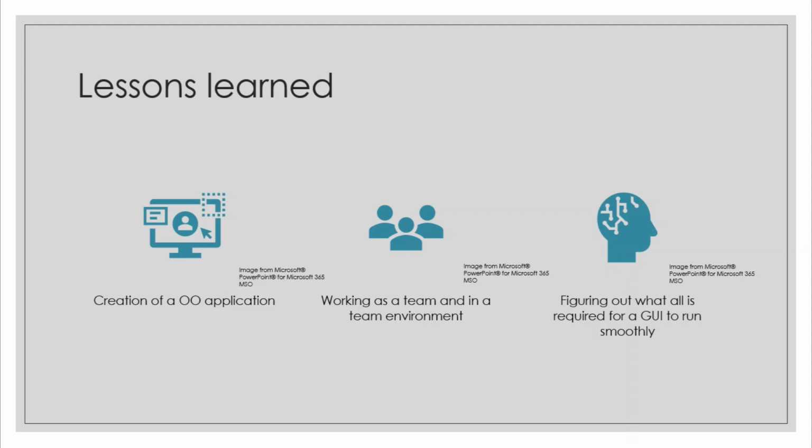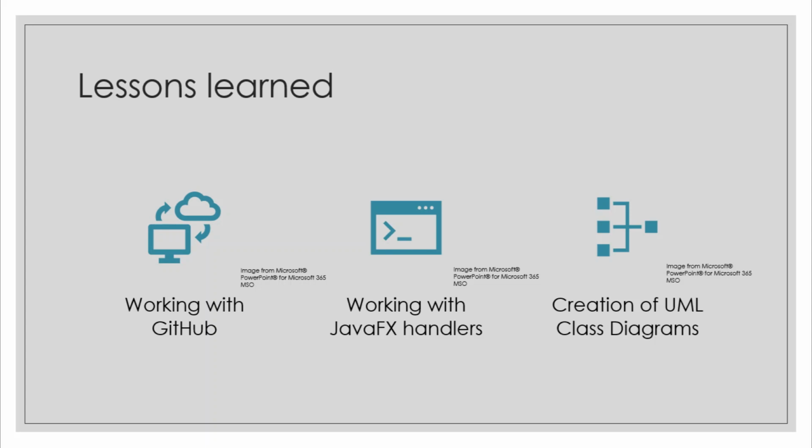Lessons learned: we learned how to program an object-oriented application, the whole purpose of the course. We then learned the other purpose of the course, working as a team, where it was really interesting to combine all of our skill sets and produce something that we are proud of and happy to have. Another lesson learned was how to get a GUI to run smoothly, having all your choices there, having all the things that we wanted to do within the GUI, and how to make that go smoothly.